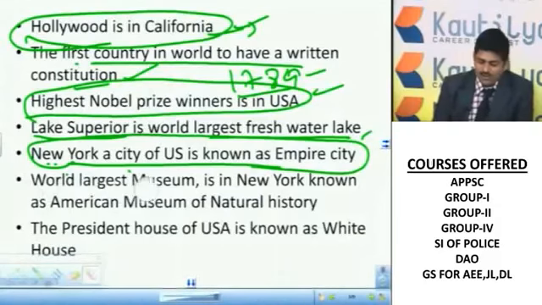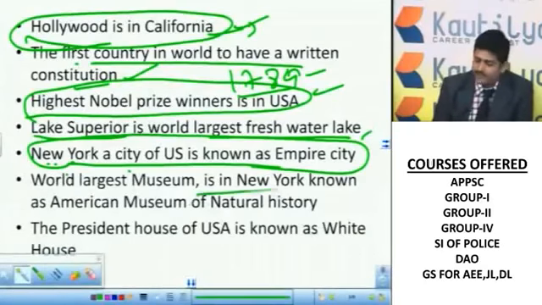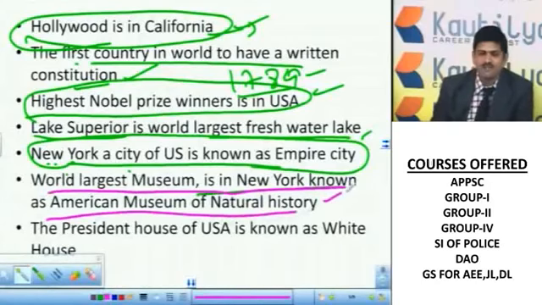So the world's largest museum is in New York, known as the American Museum of Natural History. It's a very popular library.